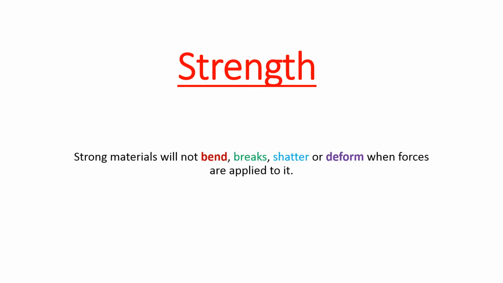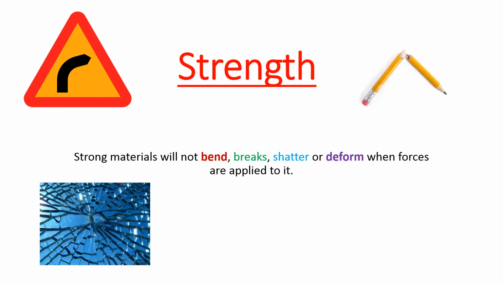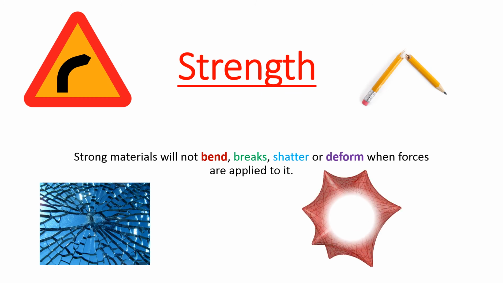The next one is strength. Strong materials will not bend or break, shatter, or deform when forces are applied. So if something is strong, then those four things can't happen to it.